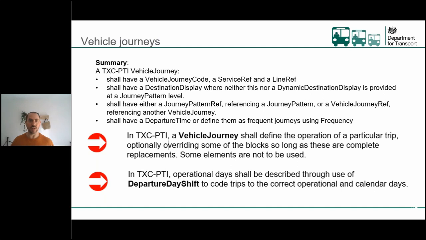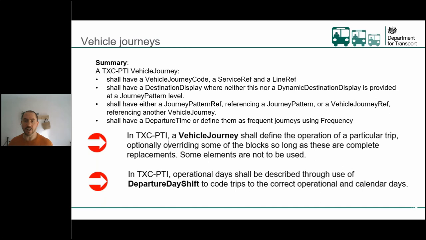So it will talk about the following bullets. You'll have a destination display. It will show where that journey is going. It'll have a journey pattern ref, which we talked about earlier, or it can reference another vehicle journey. So you can have these nested. You can have a vehicle journey that references another vehicle journey, which in turn needs to have all of its information. And you need to have your departure time or define them as a frequent journey using frequency information. So using this information, you can see exactly what journey the vehicle is on.